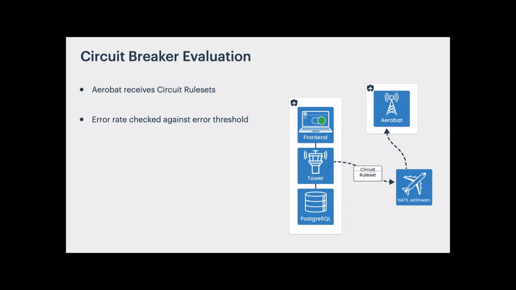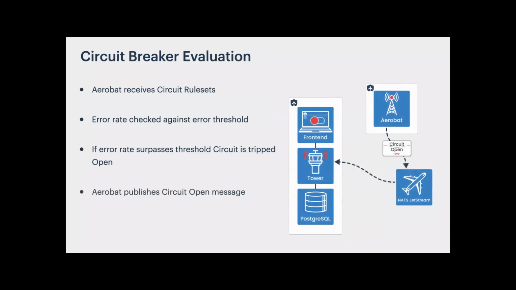Each time Redis is pulled and error rate is calculated, AeroBat will then evaluate the error rate against the error threshold to determine if the circuit should be tripped open. If the error rate surpasses the error threshold, the circuit is tripped open. At this point, AeroBat must then publish a message to NATS to notify Tower of this change in circuit state.